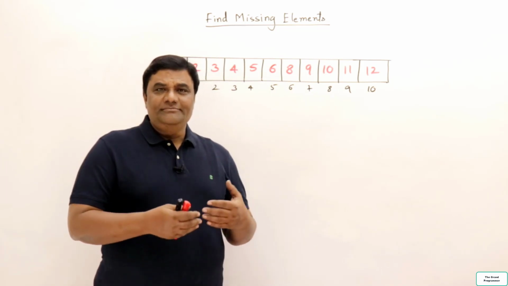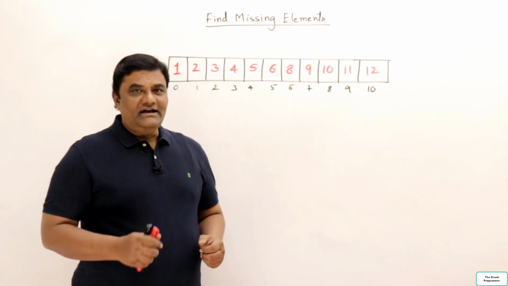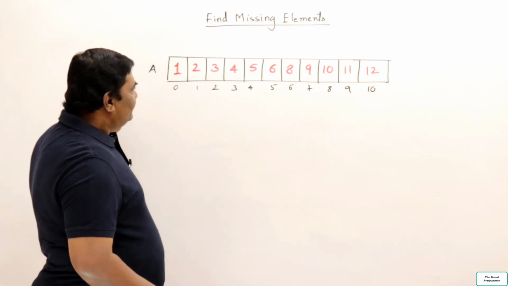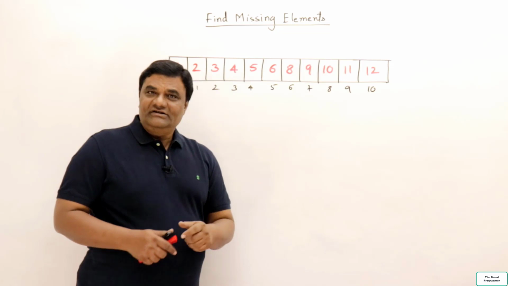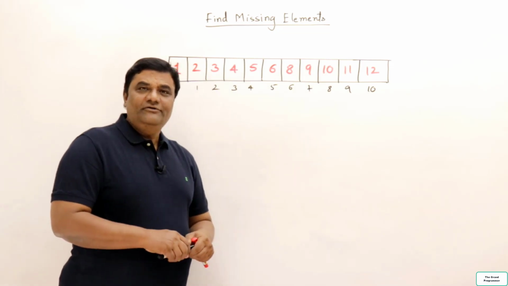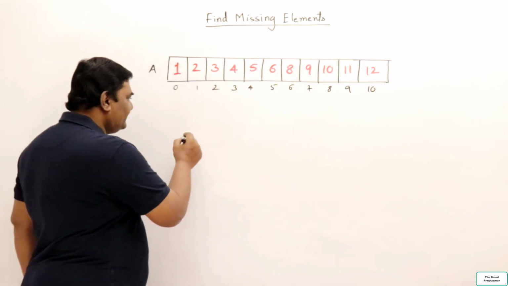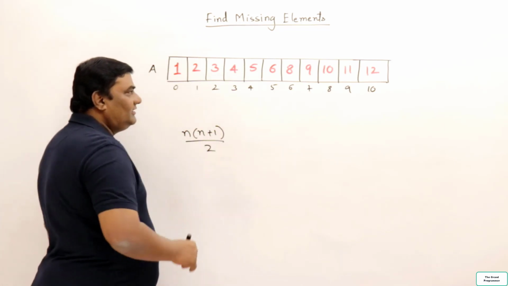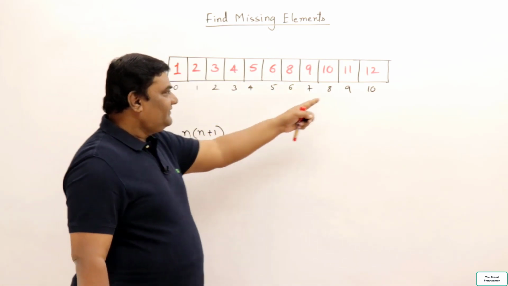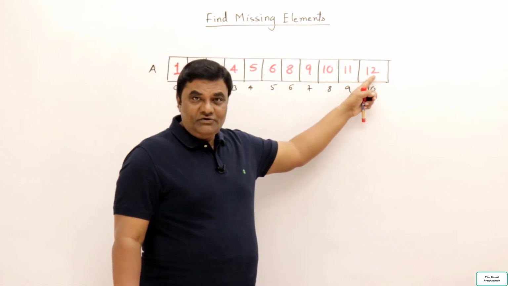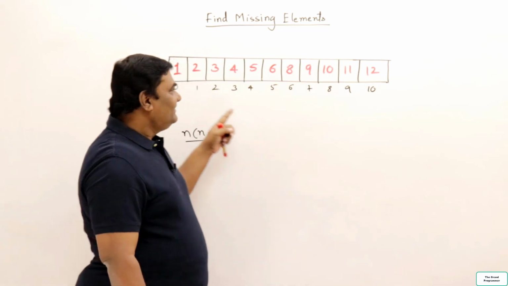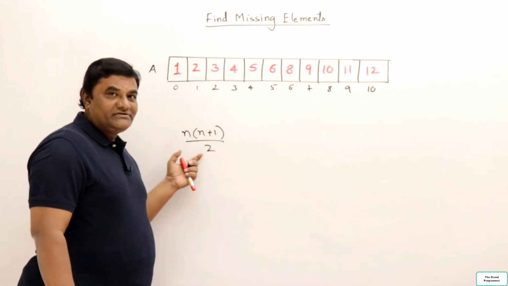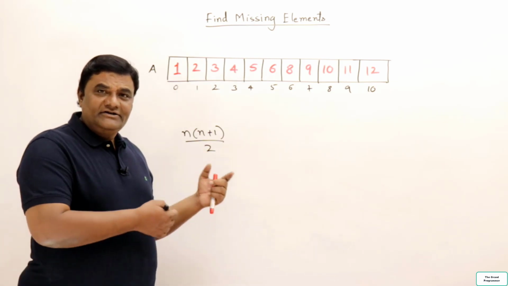So there can be more than one possible solution. Let us look at the first solution or first method: sum of first n natural numbers. There is a formula for the first n natural numbers, that is n into n plus 1 by 2. So if I have a total of 12 elements, I should already know the last element, then the sum of the first 12 natural numbers can be known by using this formula.